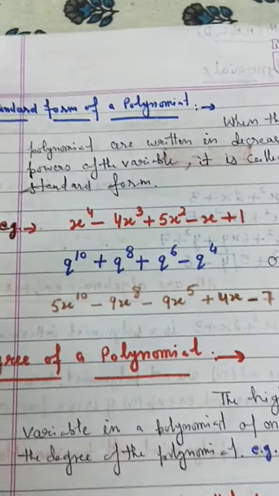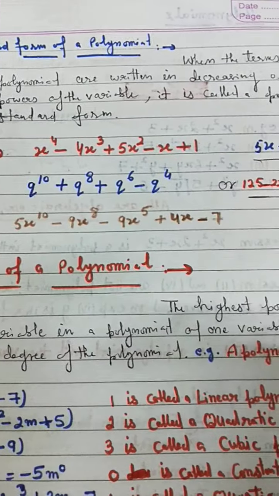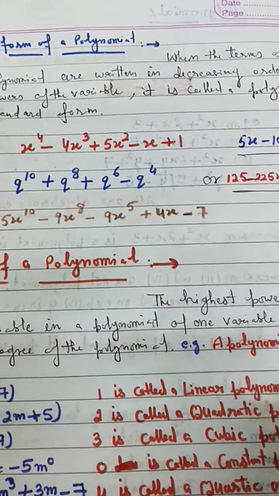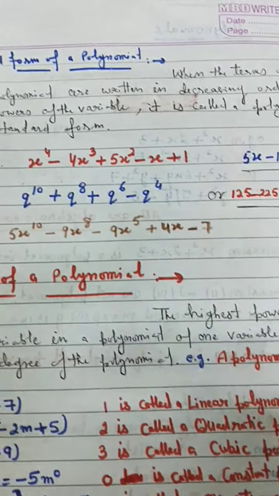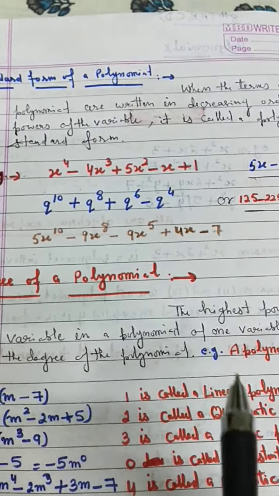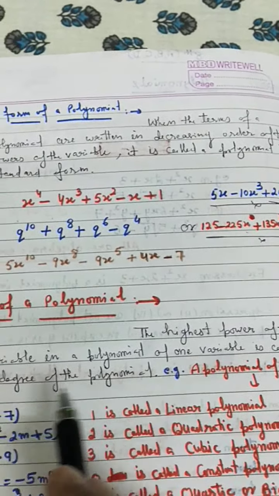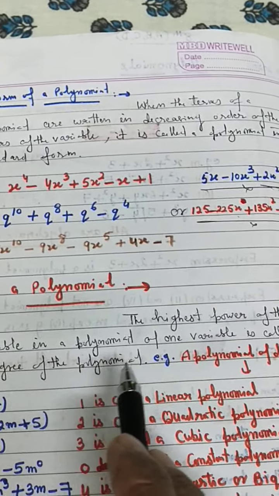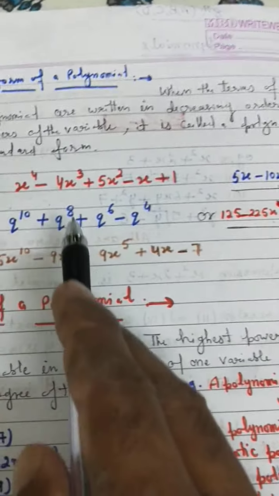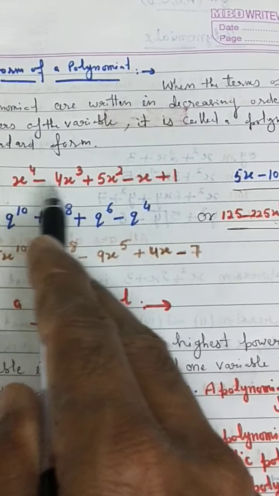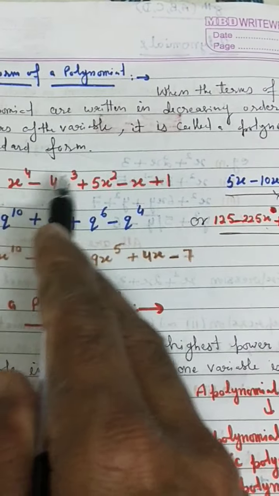Okay. Now degree of a polynomial. How can you identify whether this is a linear, quadratic, cubic, or quartic or biquadratic polynomial? This can be identified by the degree of the polynomial: the highest power of the variable in a polynomial of one variable is called the degree of the polynomial. This is a polynomial with degree 4 and the variable is only x. This is called a quadrinomial.